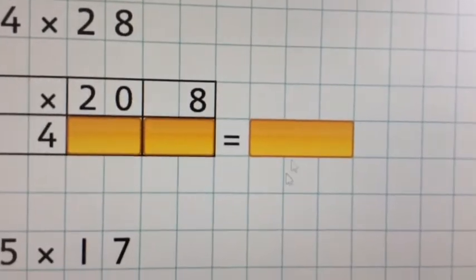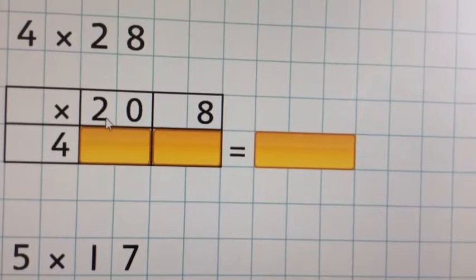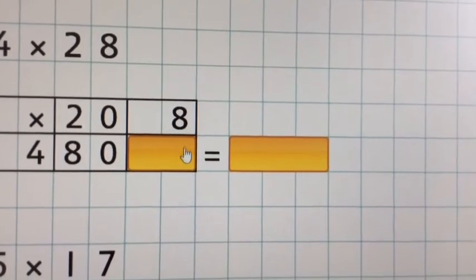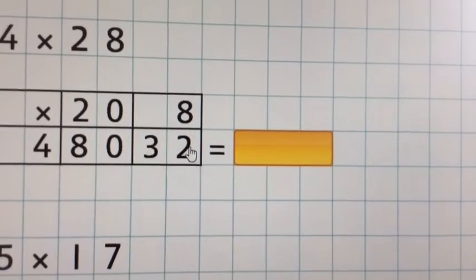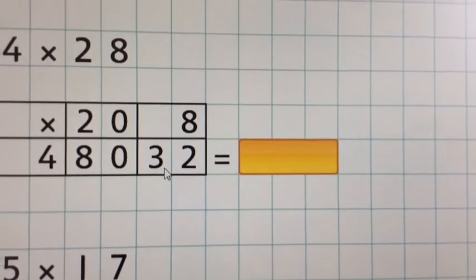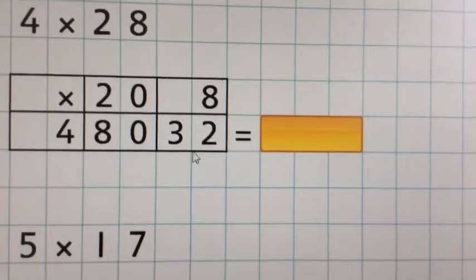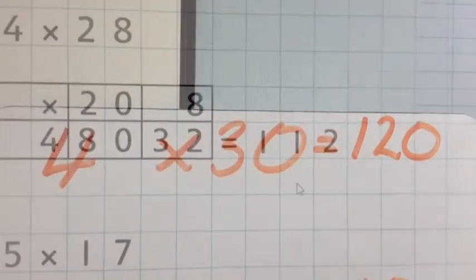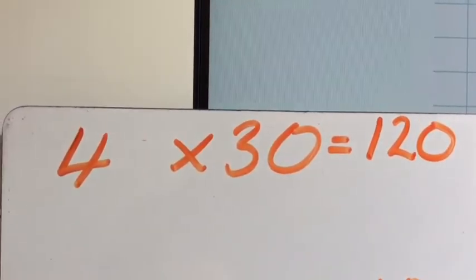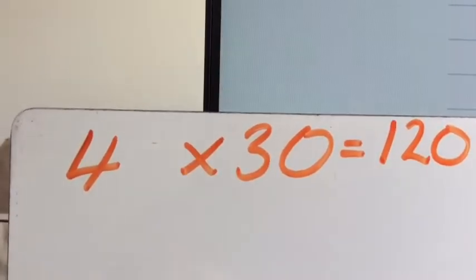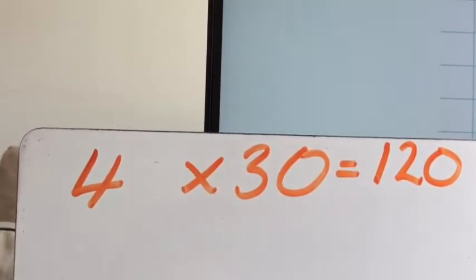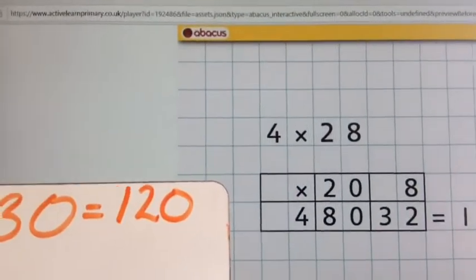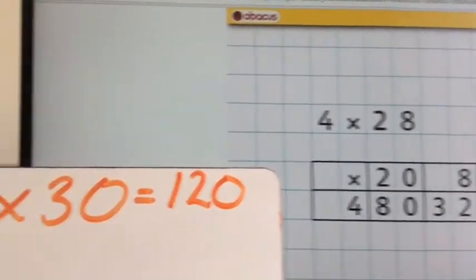So we're using the grid method again. 4 2s are 8, so 4 20s are 80, and 4 8s are 32. Add it together, 80 and 30 is 110, plus 2, 112. And that's pretty close to the estimate as well, isn't it? It's lower because we rounded up from 28 to 30. We have more 4s in our estimate.